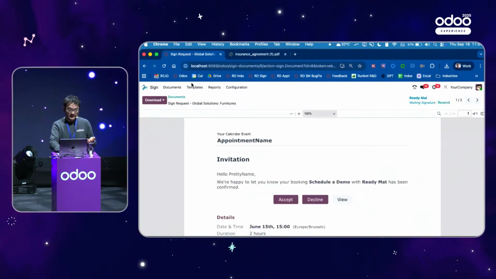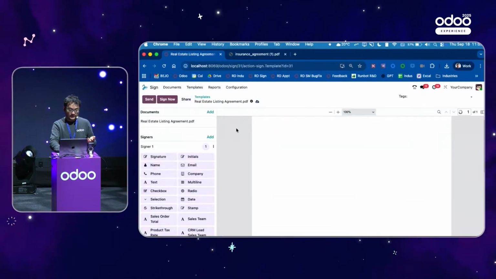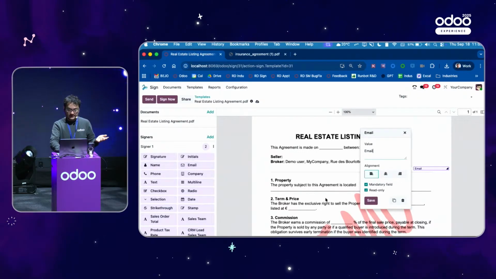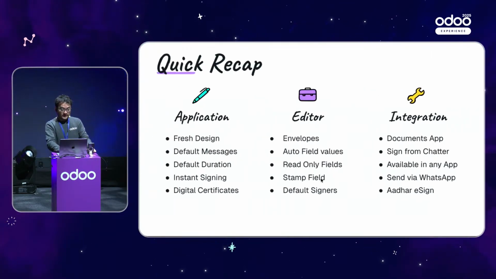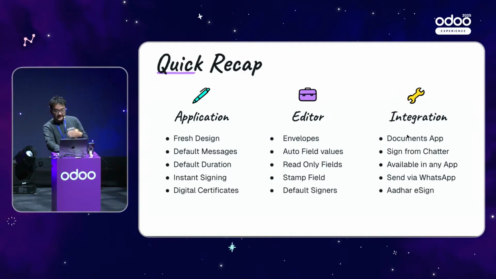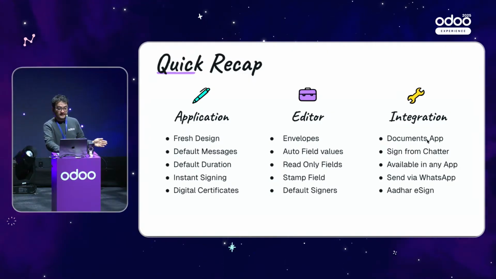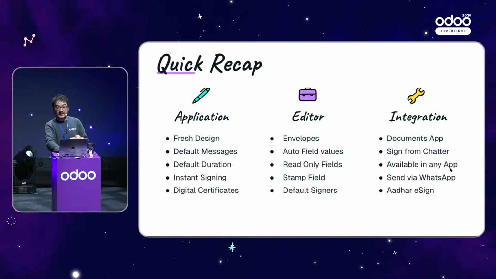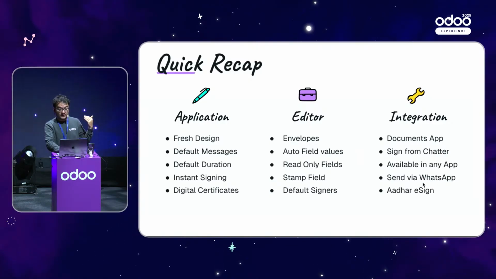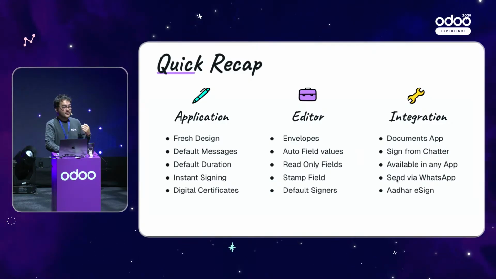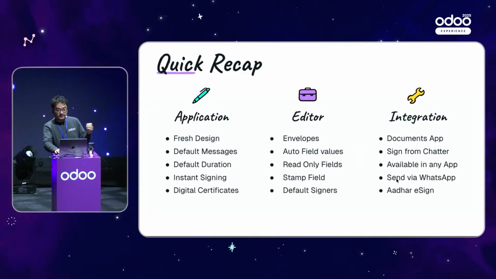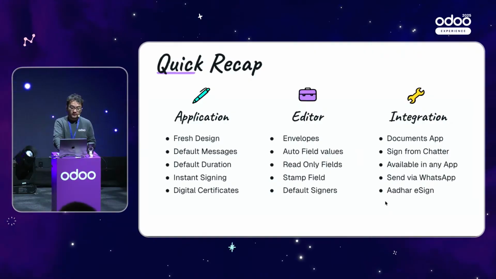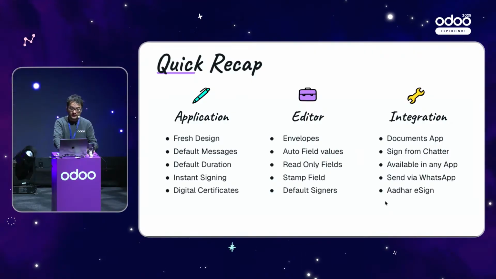If you set the information yourself, it's quite easy to do. We've got the stamp fields, default signers, as I said, and we're now integrated with so many things. The Documents app, in Odoo, the Chatter, any existing app, actually. And we can also send WhatsApp messages for the signature request. And we have Aadhaar e-sign, which is new in Odoo 19. But we also have, of course, It's Me, which was there since version 18.